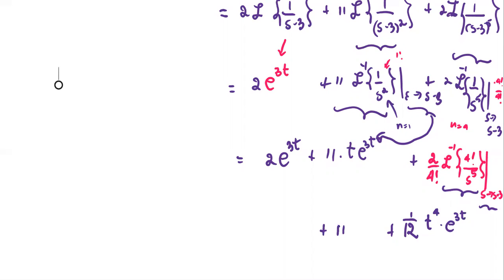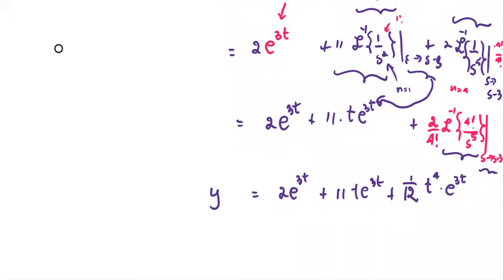So put them all together. We have the answer of this differential equation, or the solution y, as 2 times e to the 3t plus 11 times t times e to the 3t plus 1 over 12 times t to the 4th times e to the 3t.